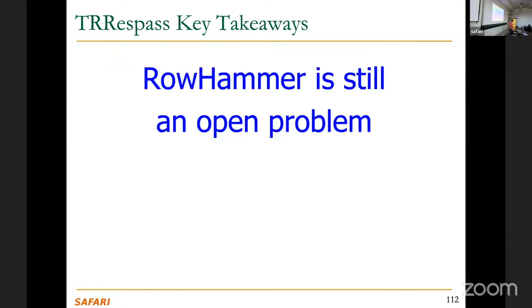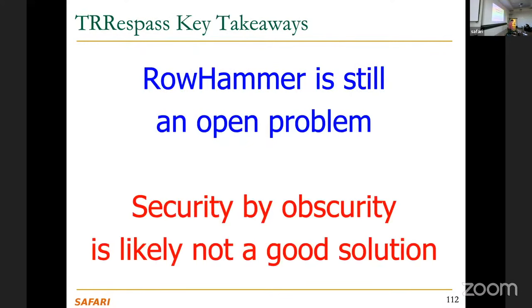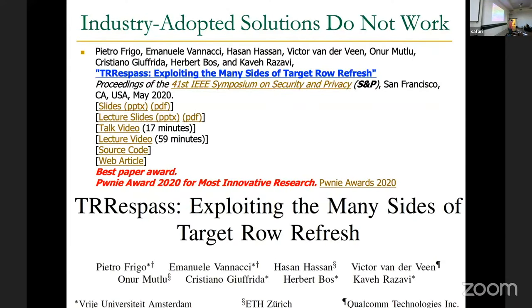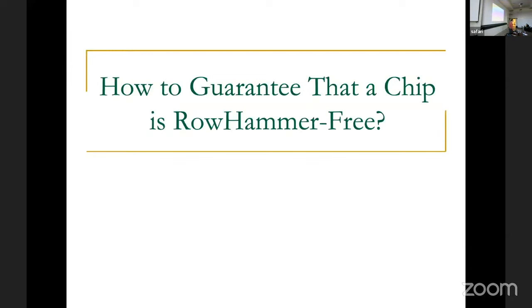So basically, this work, together with Revisiting RowHammer, showed that RowHammer is still an open problem and security by obscurity is not a good solution. Okay, so there are detailed lectures also. Any questions? Yes, go ahead.